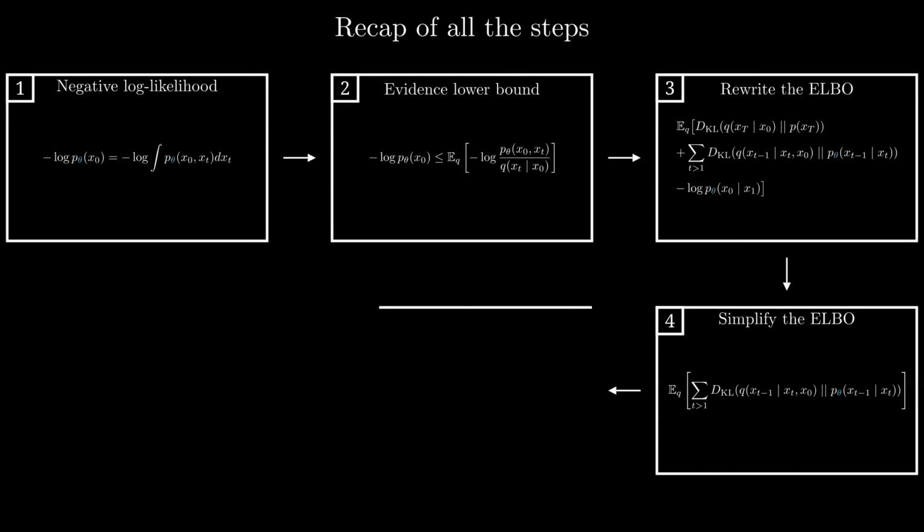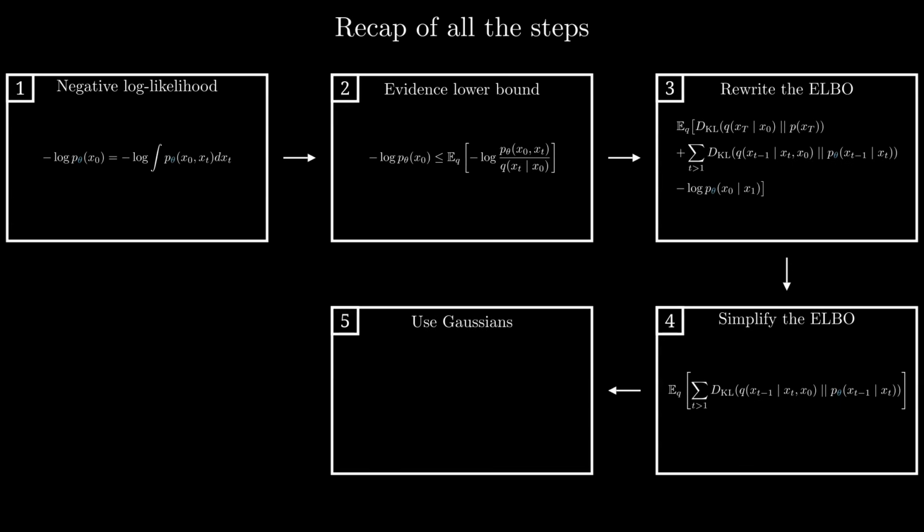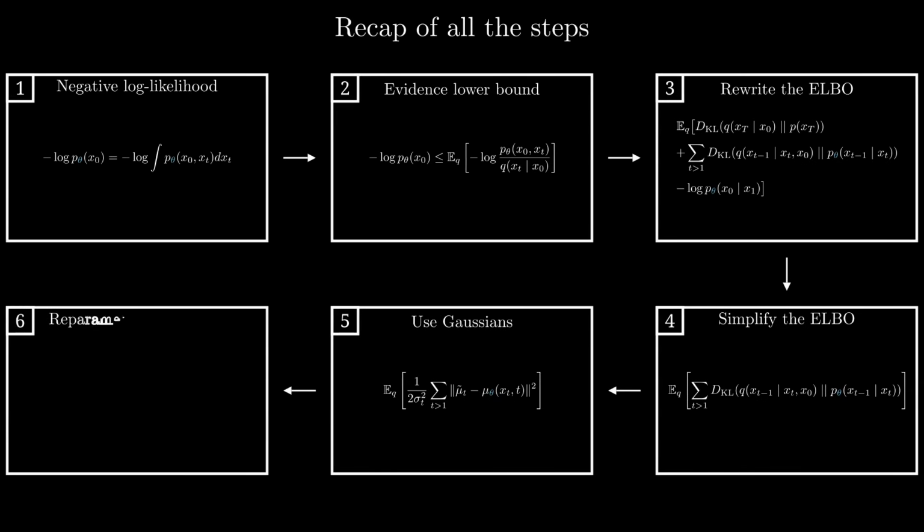Then, by choosing the approximate posterior as being Gaussian, we saw that the KL terms reduced to L2 distances between the true and estimated posterior means. Next, using the reparameterization trick, we rewrote those means in terms of epsilon, the actual noise, and epsilon theta, the predicted noise. That gave us our final loss, the squared distance between real and predicted noise. And this is how we go from the negative log likelihood to the ELBO to a final L2 loss function.